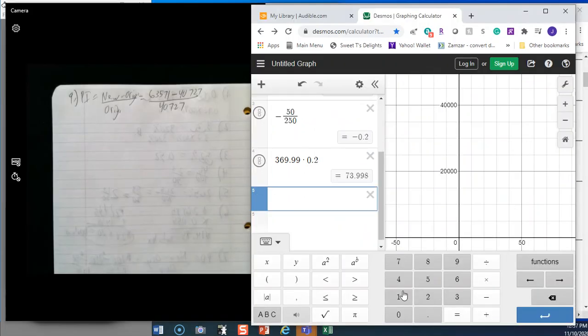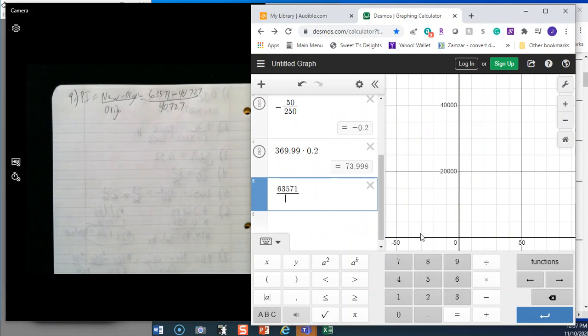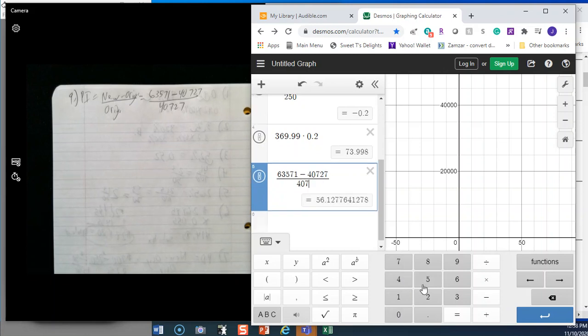So we will have 63,571. I'll put the division so we could get that fraction bar. And then it'd be minus 40,727. Then your denominator would be 40,727.